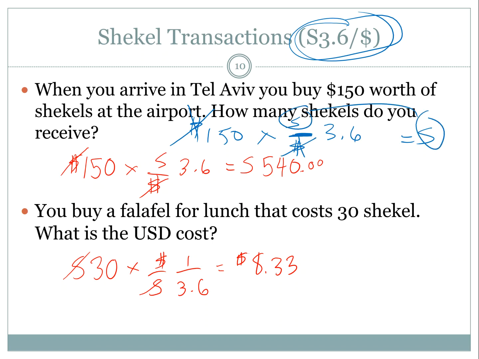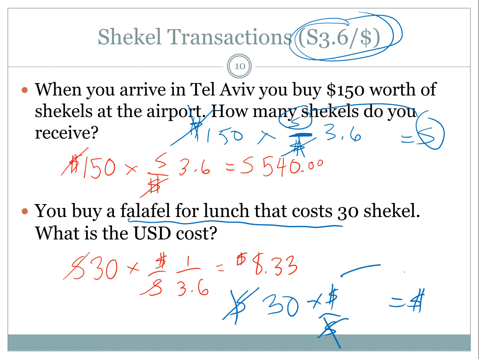On the other hand, you buy a falafel for lunch in Tel Aviv, and it costs 30 shekels. How many dollars did it cost? I just need to multiply times a dollar over shekel exchange rate, so the dollars go forward. The dollar over shekel exchange rate will be 1 over the shekel per dollar exchange rate. If you do that, you will never get a transaction wrong.